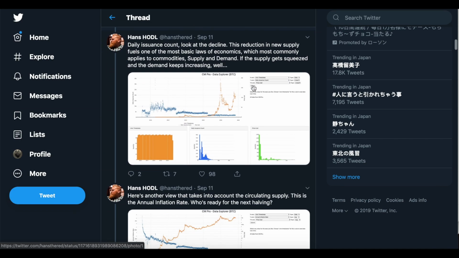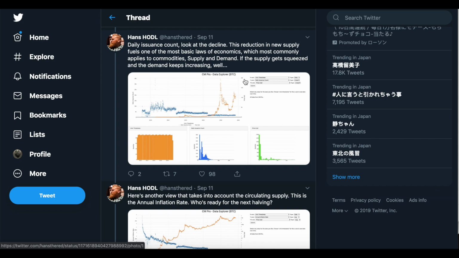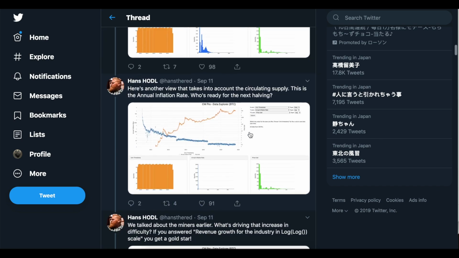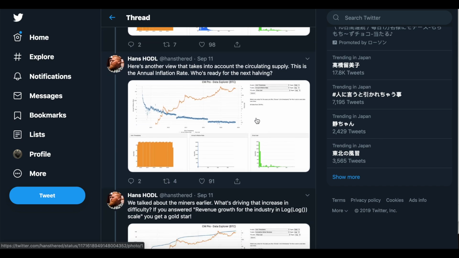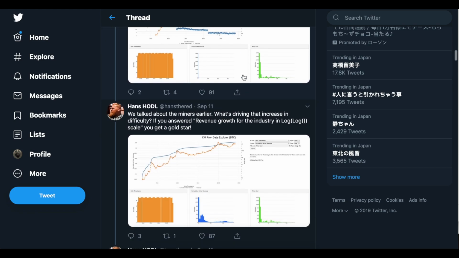Supply and demand ratio, defined by daily issuance count, is going down, which basically means that there are more buyers than sellers, which in turn practically pushes the price to the upside. And of course, cycles with halving events have a lot of impact on this process. The same with the difficulty.